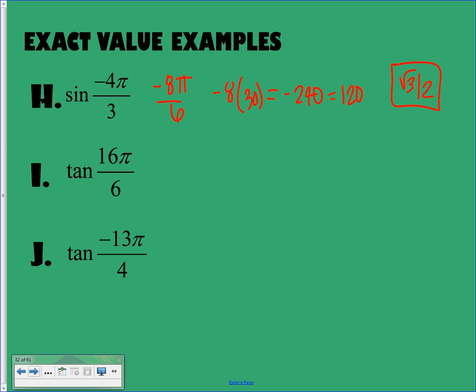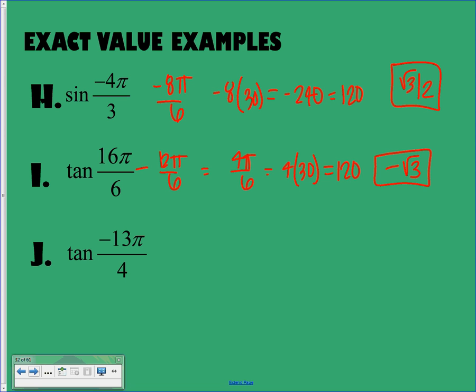Okay, so if I know the whole circle would be 12 pi over 6, right? Because 12 divided by 6 is 2. So if I subtract that, it's like subtracting 360 degrees. That's going to leave me with 4 pi over 6, which is the same thing as 4 30s, which is 120 degrees. So I need tan of 120, which would be negative square root of 3.